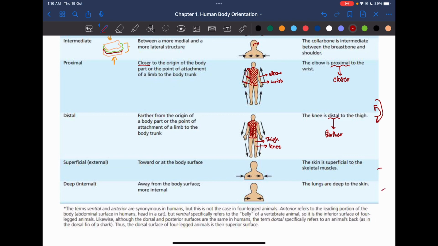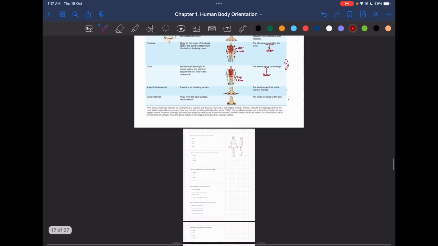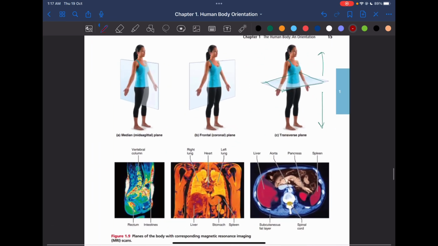And deep is internal, which is away from the body surface. The body surface is anything that's outside, touching the air, the stuff that people see. Internal, deep, is stuff that people don't see. So the lungs are deep to the skin. And the skin is superficial to the skeletal muscle. So they can use superficial or external, and deep or internal, depending on the case. I'll come to these questions later. Let me just go through these.